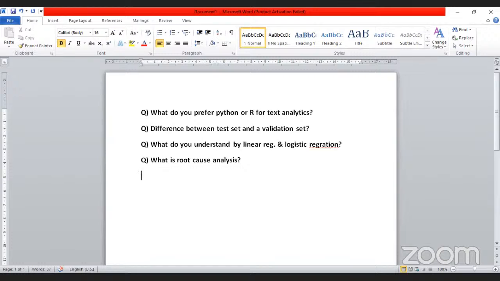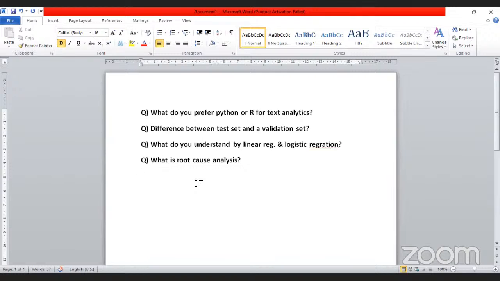Root cause analysis is the process of discovering the root causes of a problem. What is the name of this analysis? Root cause, right? So the meaning of that is, root cause analysis is the process of discovering the root cause of a problem, in order to identify an appropriate solution for that problem, right?